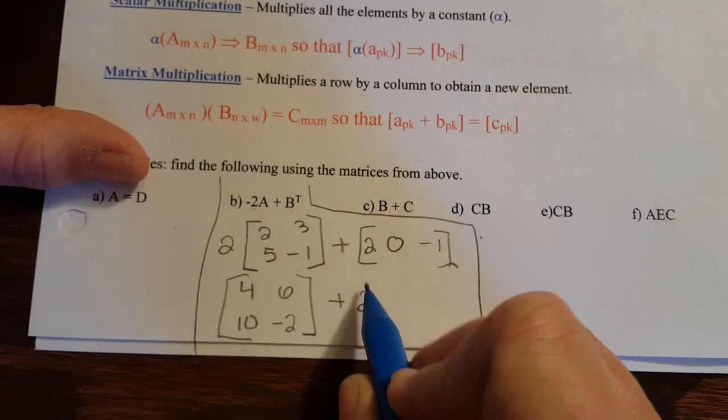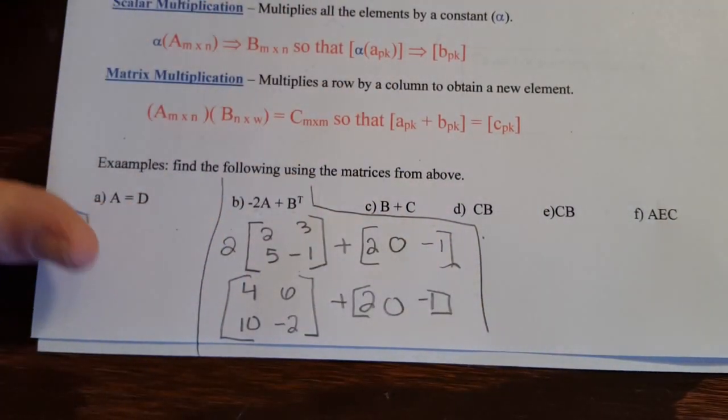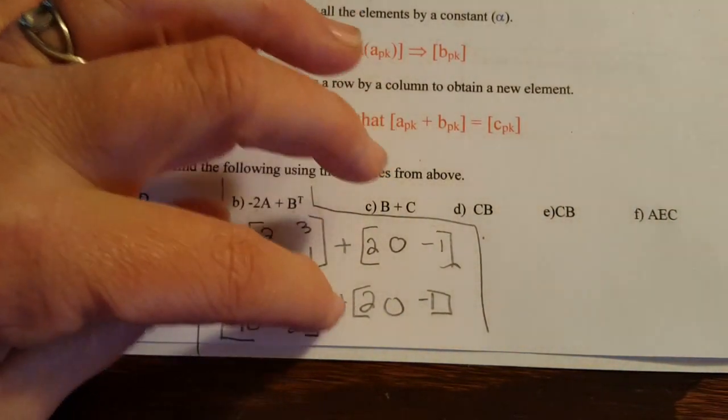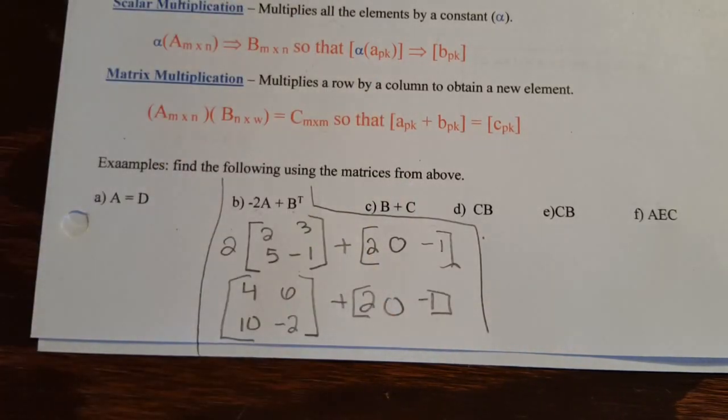But when we go to try and add the 2, we cannot because we do not have the same size. This is a 2 by 2. This is a 1 by 3. If they are not exactly the same size, they cannot be added or subtracted.